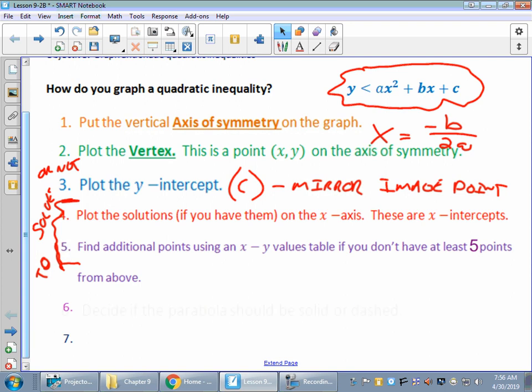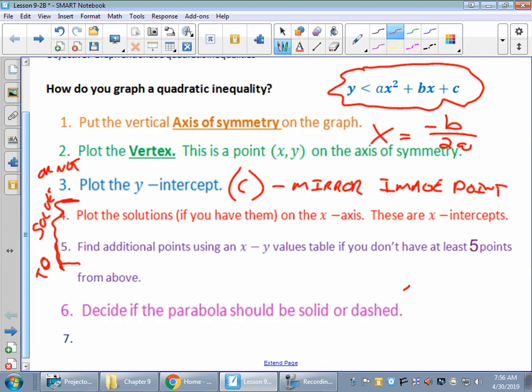The next step is to decide if it should be a solid or dashed line. Let's put that over here. Solid line if it's this or this, and then a dashed line if it's this or this. Understand that, just like we did with linear equations.